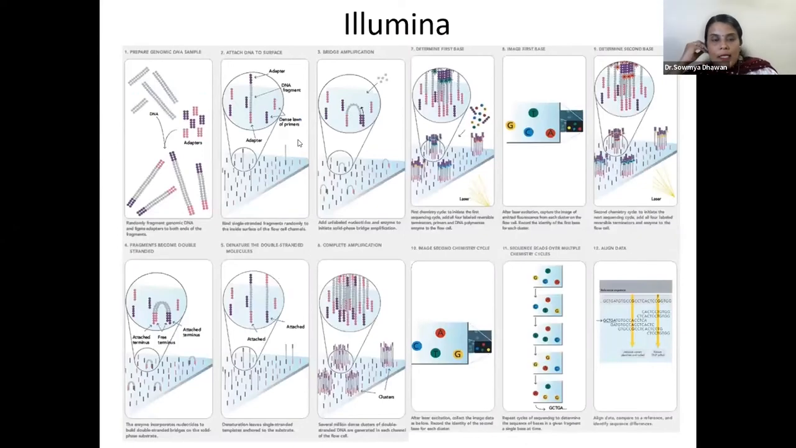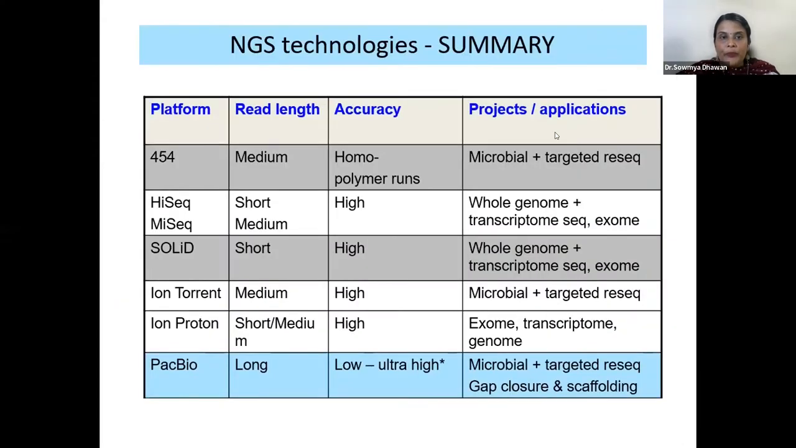So this is just a glimpse of the Illumina sequencing method, which was already discussed. Each step has already been discussed. Illumina sequencing is the one which we are currently using for TB diagnosis in WGS.